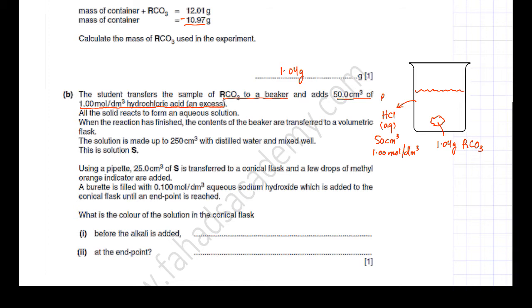So you're adding excess HCl, which means that at the end of the reaction, when the carbonate is reacting with hydrochloric acid, once this reaction is complete, there would be some leftover HCl still in the flask. The next part of the question states that all the solid reacts to form an aqueous solution, which means that this carbonate reacts with the HCl.